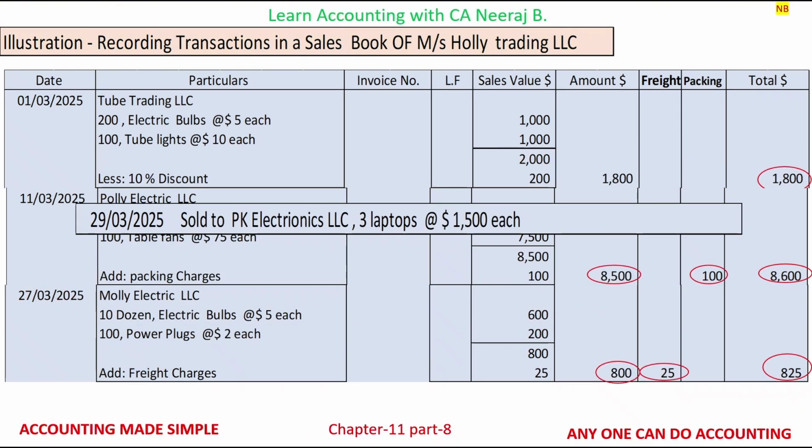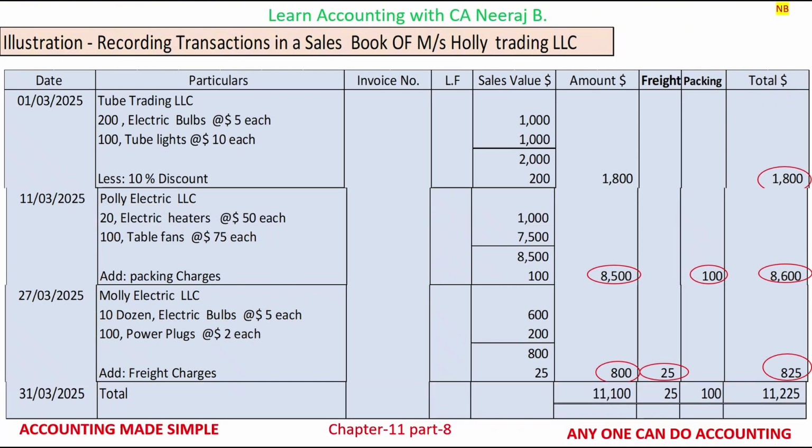On 29th March 25, Holy Trading LLC sold 3 office laptops at $1,500 each to PK Electronics LLC. This transaction will not be recorded in the sales book as the items sold are assets of the business and therefore will be recorded in the journal proper.